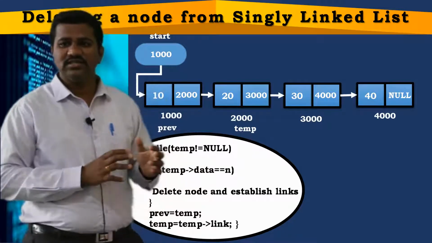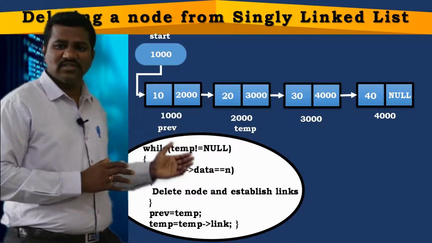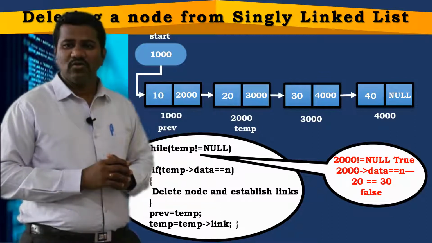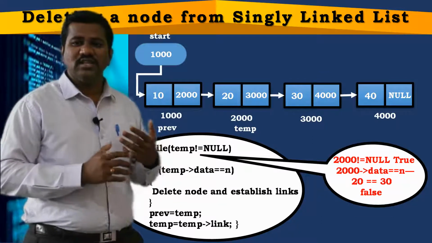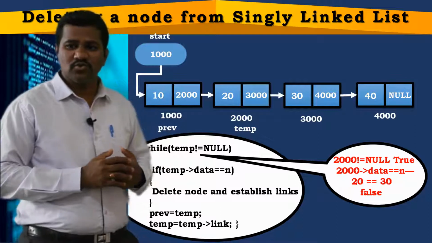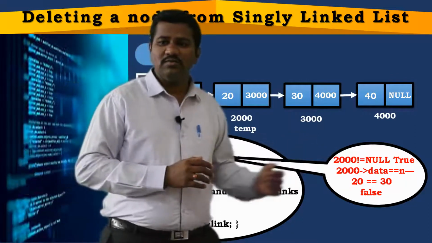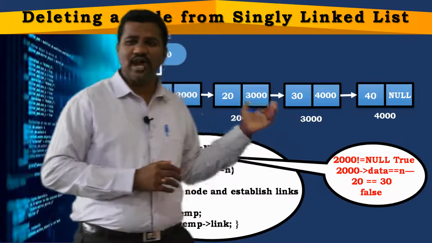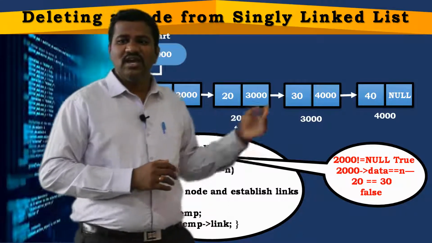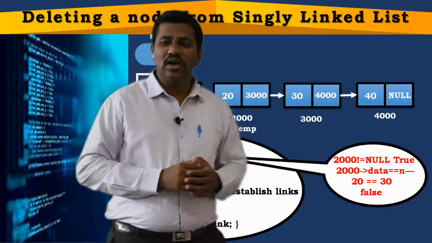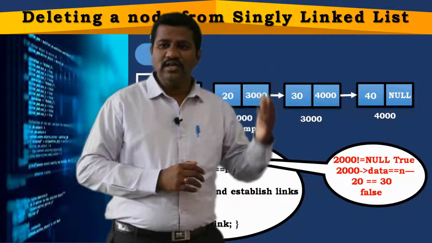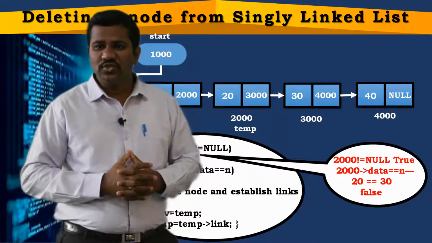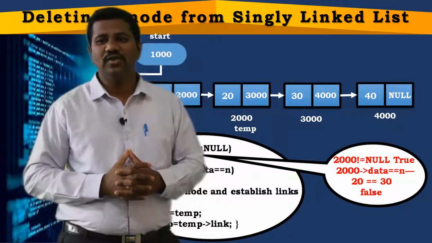Just have a look at this. In the while loop, the first thing is temp not equal to null. The temp is pointing to the second node, that is 2000. So 2000 not equal to null means the condition is true. After that, 2000 arrow data is 20, compared with the node we would like to delete, 30, which you already saw. So 20 equal to 30 means the condition is going to be false.